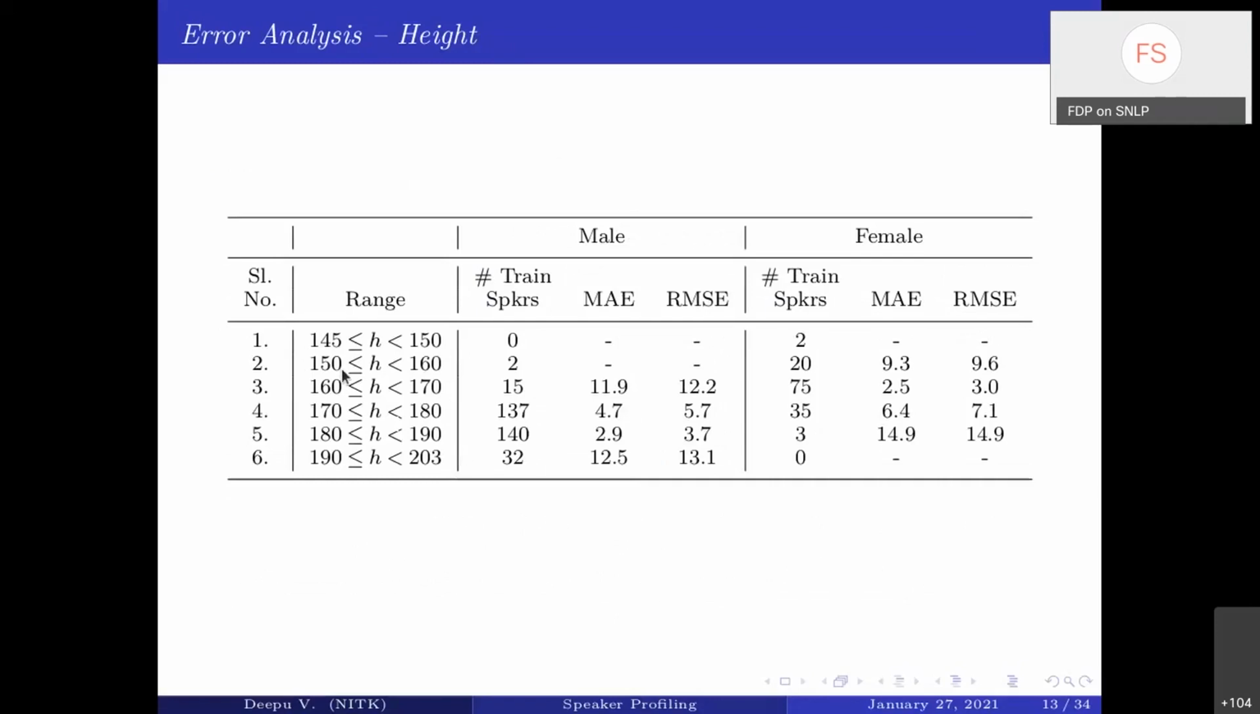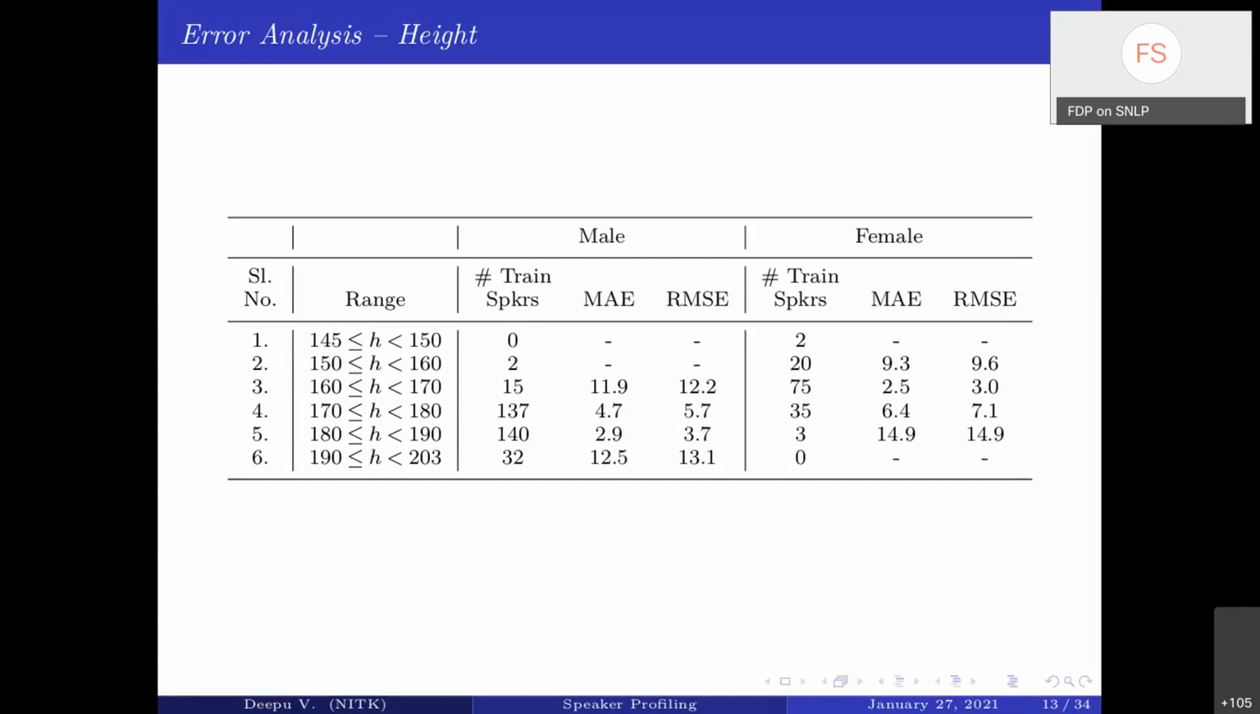We also tried to look at how these errors vary across different height values. So we divided the speakers into different height values and tried to see how much error we get in each bin. This is the number of training speakers that we have, and we had a lot of training speakers between 170 to 190. We see that in those places, the mean absolute error that we get is really small. It is around 4.7, 2.9, etc. Even the RMS error is very small.